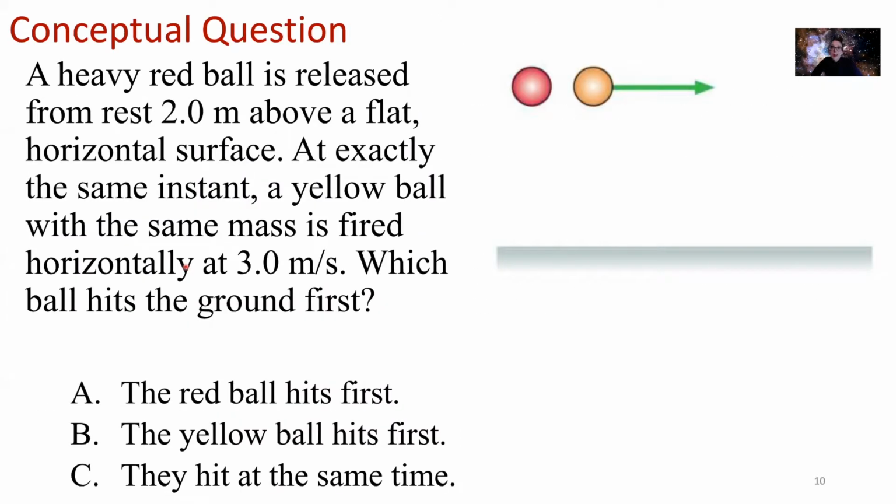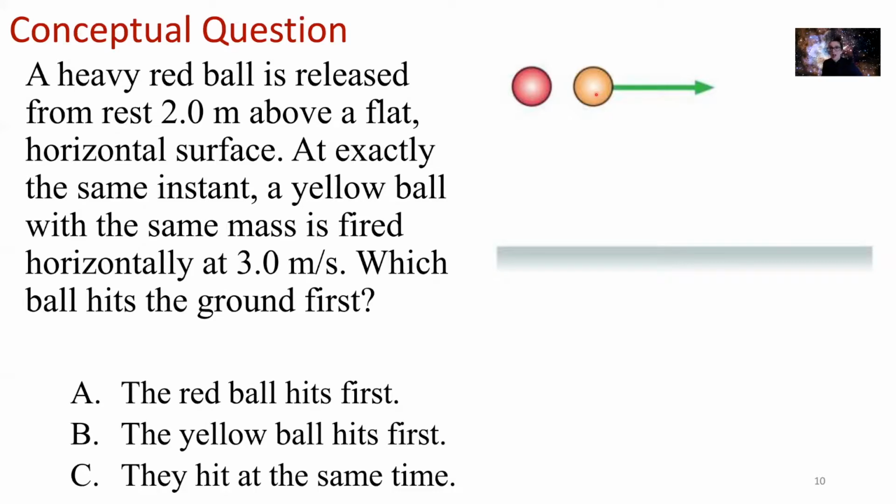And so I was talking about this concept of independence of motion. So let's think about this conceptual question right here. We have a red ball, and it's released from rest 2 meters above a flat horizontal surface. And then at exactly the same time, we have a yellow ball with the same mass, and it's fired horizontally at 3 meters per second. We want to know which ball hits the ground first.